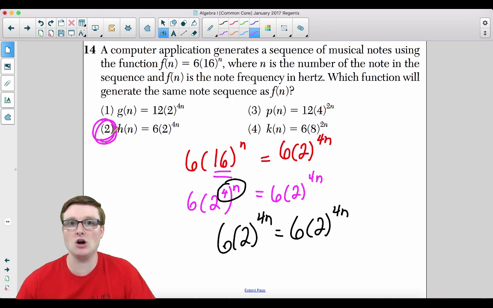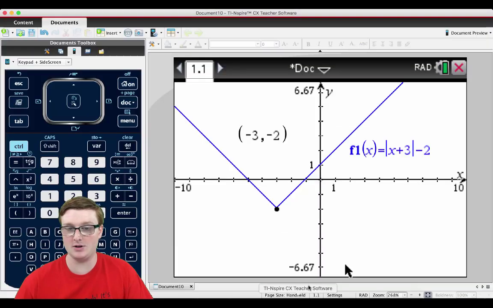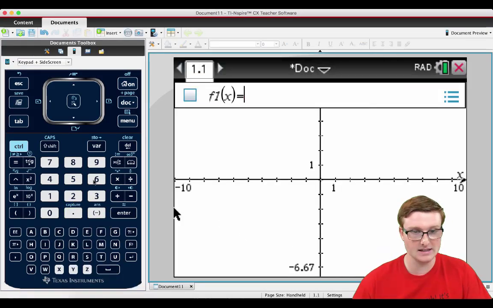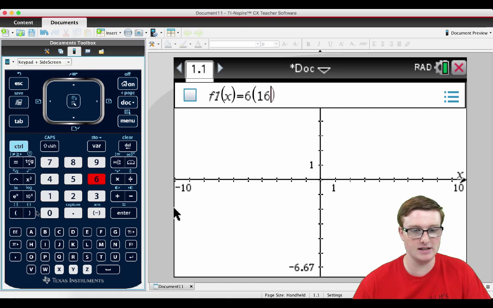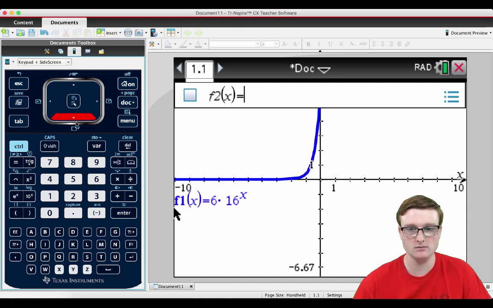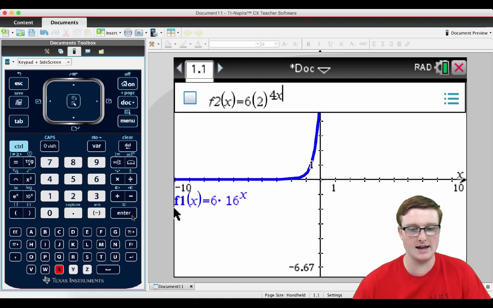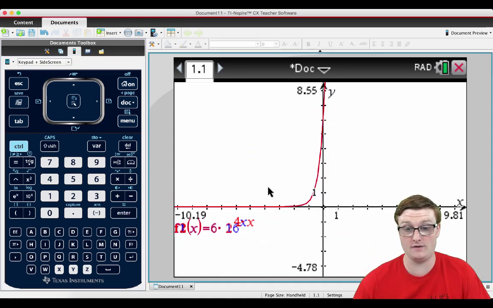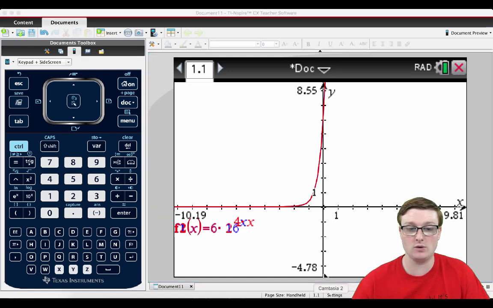Now, let's just say that you didn't know that. Graph this. Graph all your answers. I'll be happy to graph it right now for you. So let's go ahead and graph the original 6 times 16 raised to the x power, and let's graph 6 times 2 raised to the 4x power. As you can see, it is the identical graph. It lies directly on top of each other. So therefore, the answer is choice 2.